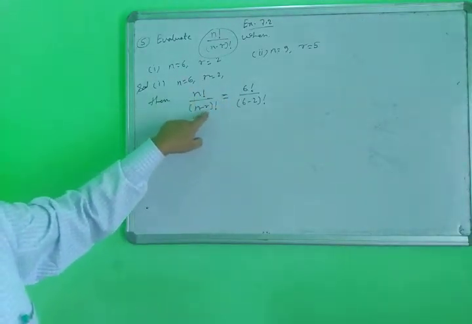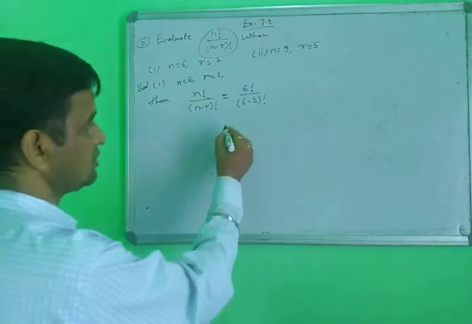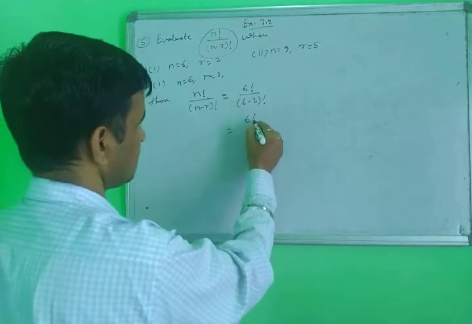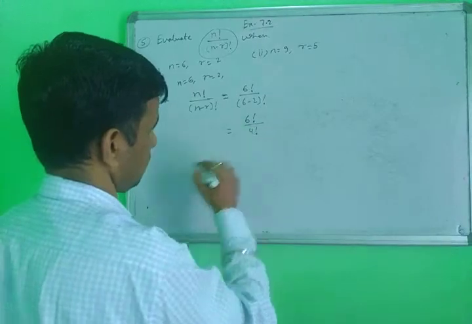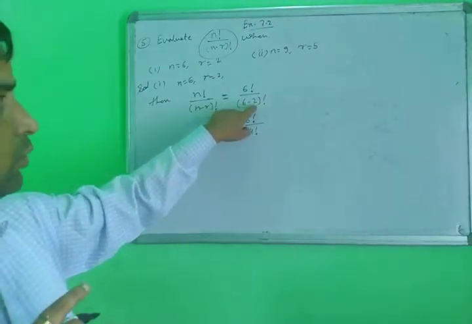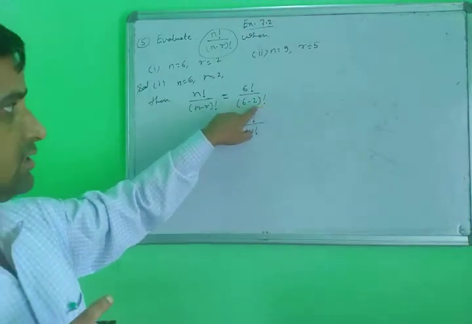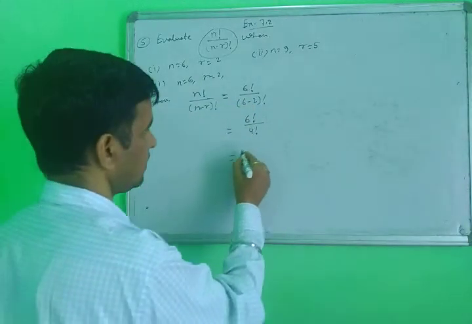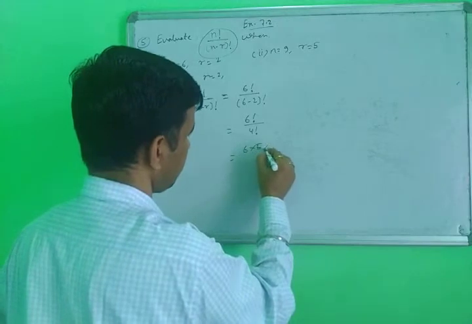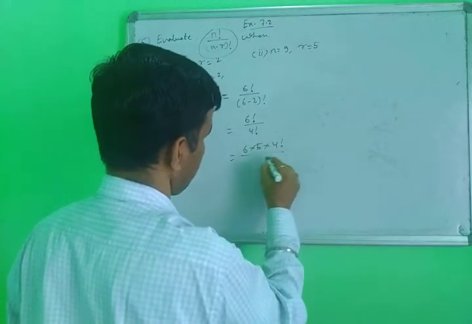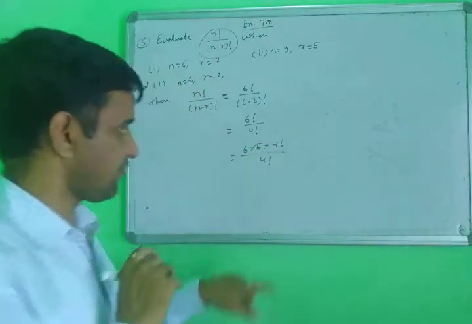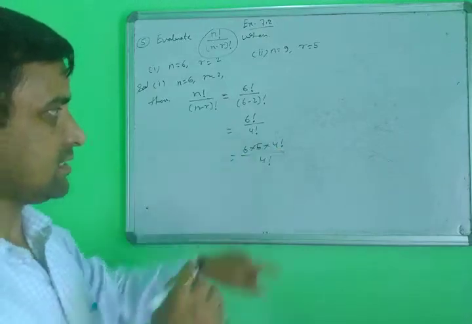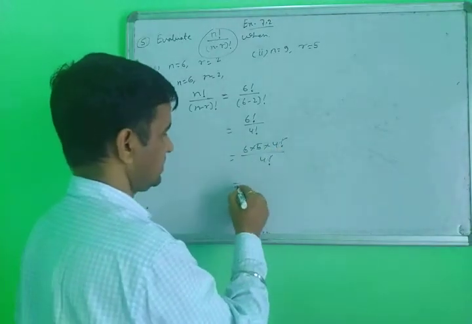n factorial upon (n minus r) factorial. So what is left here? Factorial 6 upon factorial 4. 6 minus 2, the factorial is outside. 6 minus 2 is easily subtracted, giving factorial 4. Then you write 6 into 5 into factorial 4 upon factorial 4. Factorial 4 by factorial 4 easily cancels. What is left here? 30.